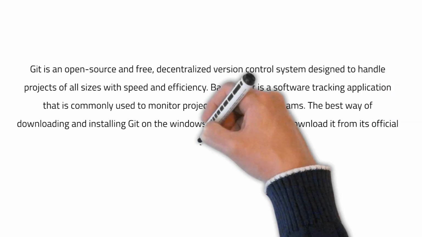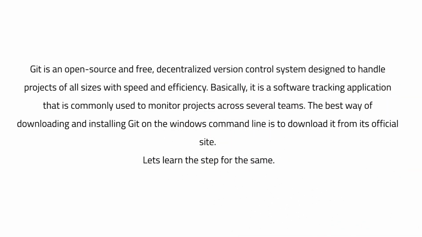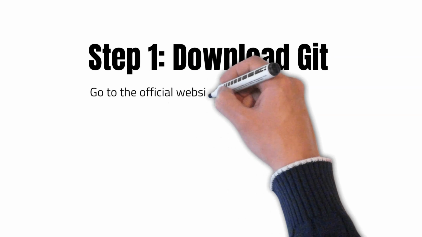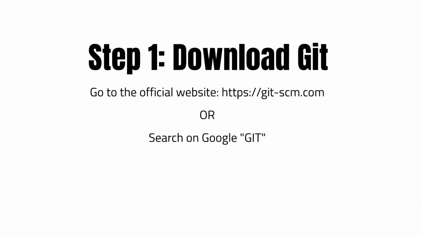The best way of downloading and installing Git on the Windows command line is to download it from its official site. Let's learn the steps for the same. Step 1. Download Git. Go to the official website https://gitsum.com or search on Google Git.